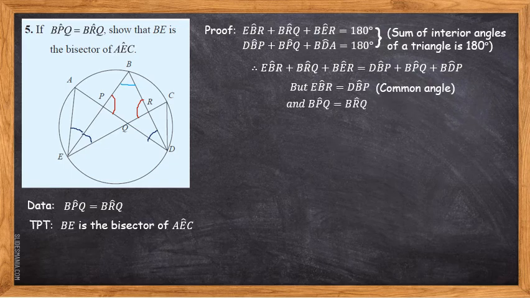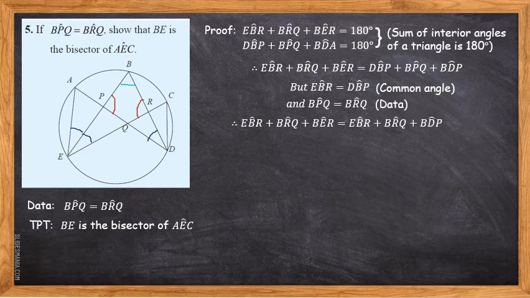Also BPQ equals BRQ කියලා දීලා තියෙනවා අපේ data වලට. එහෙනම් අපිට ඒකත් පාවිච්චි කරන්න පුළුවන්. එහෙනම් අපි දැන් මොකද කරන්නේ? මේ දෙක පාවිච්චි කරලා නැවත equation එක ලියමු. බලන්න. මෙතන මම මොකද කරලා තියෙන්නේ කියලා හොඳට බලන්න. EBR කියන එක DBP ට සමාන නිසා අපි මේ පැත්තේ DBP එක වෙනුවට මෙතන ලියලා තියෙනවා EBR කියලා. right? ඒ දෙන්න සමාන නිසා.